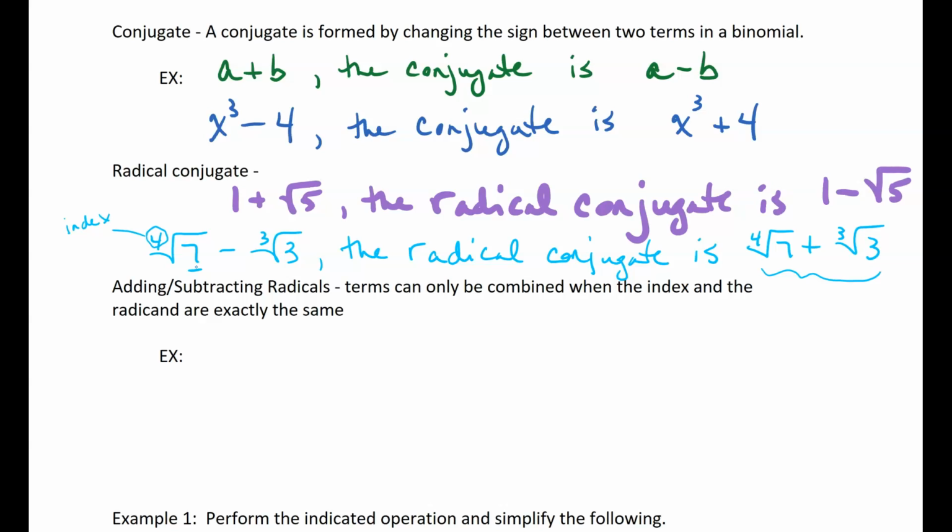Okay, so if I had, say, 4 times the square root of 7 plus 2 times the square root of 7, would we consider those to be like terms? Yes. On the square root of 7, they both have the exact same index of 2, and they both have the same radicand of 7. So we can combine them. So this is like, yes, 4 plus 2 is 6. We get 6 square root of 7.